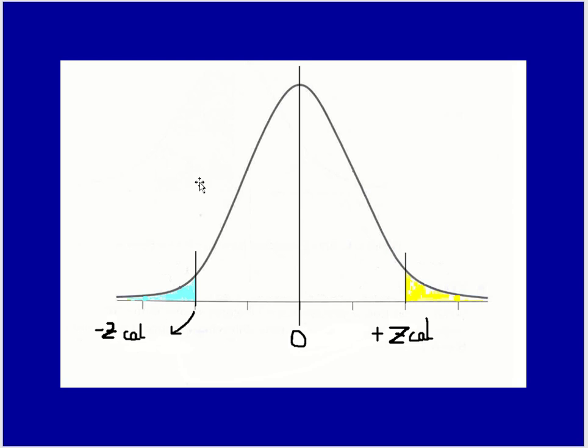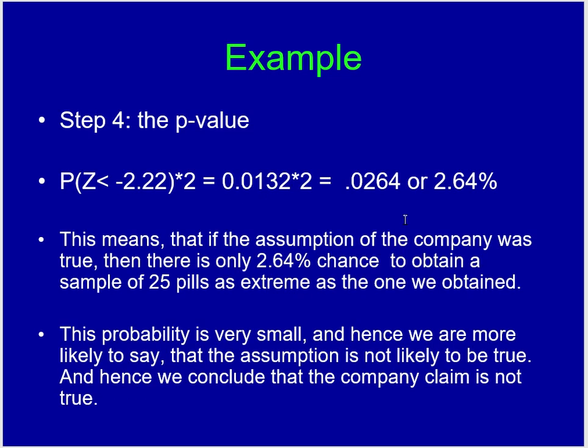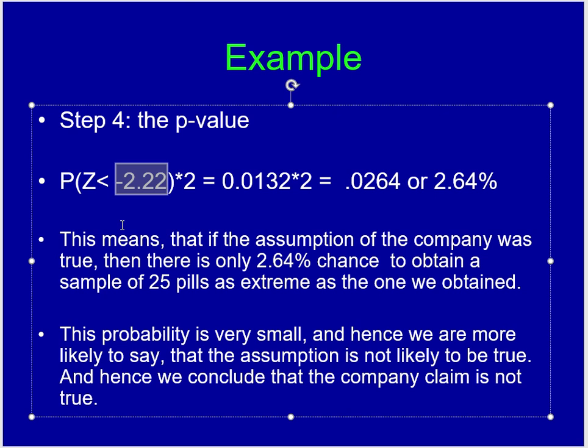But you also have to remember that you need to account for the other side of the area, because as extreme as, it's either or, both sides, meaning that if you calculate the blue area, you need to multiply by 2. If you calculate the yellow area, you need to multiply by 2. So coming back to our example, our z was negative, therefore the p-value is going to be z less than the negative value, and we have to multiply by 2. So that gives us a p-value of 0.0264, or 2.64%.